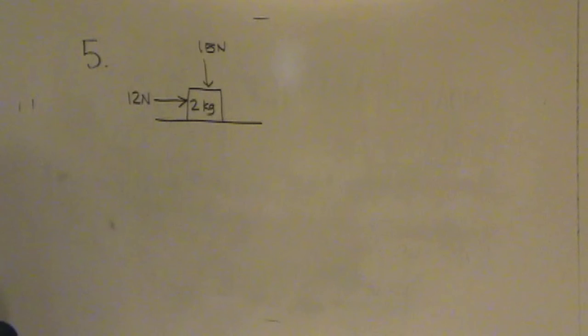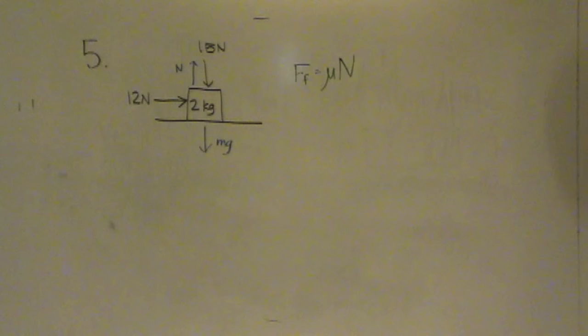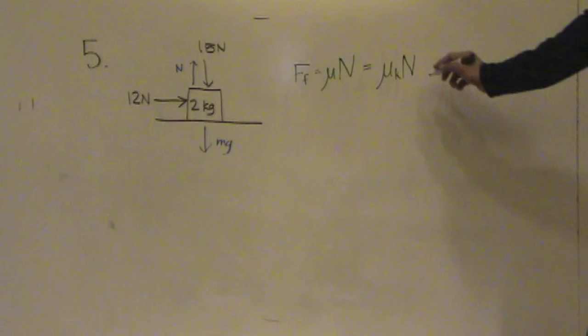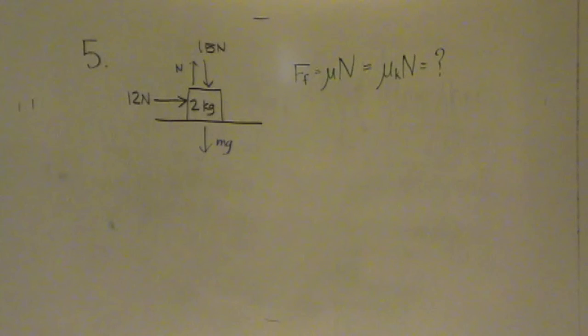Number 5. This is another force problem, just like number 3 and 4, where there's a mass on a tabletop with some horizontal force and some vertical force. Now, as we did before, we draw the gravitational force and the normal force on the object. Then we're asked to find the frictional force given the coefficient of kinetic friction, and we use this equation F equals mu k times N. So we have to find out what N is, the normal force.